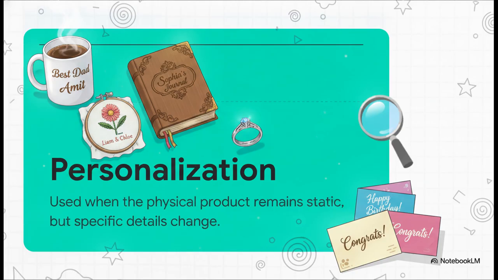You're going to use this when the physical product itself remains completely static, but specific little details change. Take a coffee mug, right? The mug itself doesn't change shape or size, but the text printed on it, like Best Dad Amit, is what's customized. So things like name engravings, birthday messages, or choosing a thread color, all of those fall squarely under personalization.